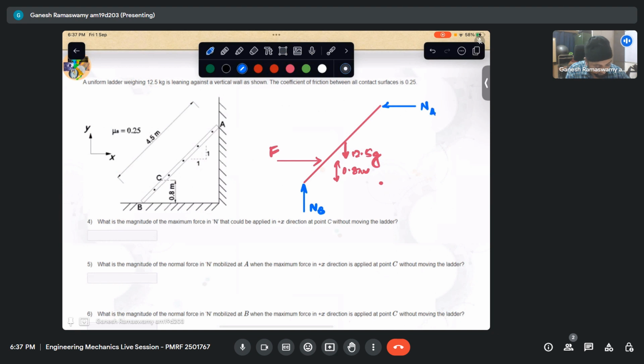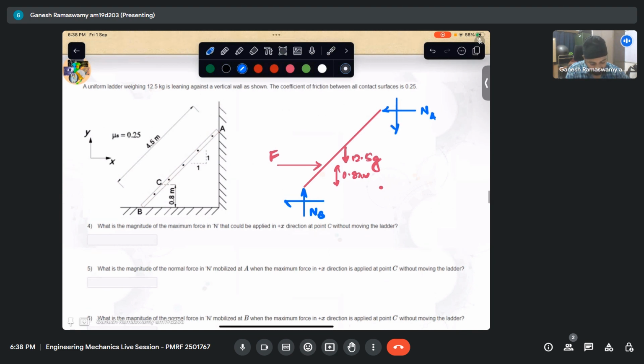Now I can see that if I keep on pushing this ladder here, eventually the ladder is like this. Next it will try to go like that, and then it will go like that, and so on. So the tendency of motion for this ladder is this way. It is from here to here, which implies that friction is acting in this direction.